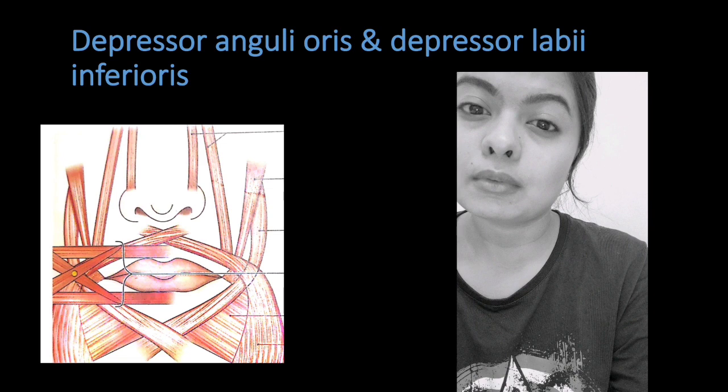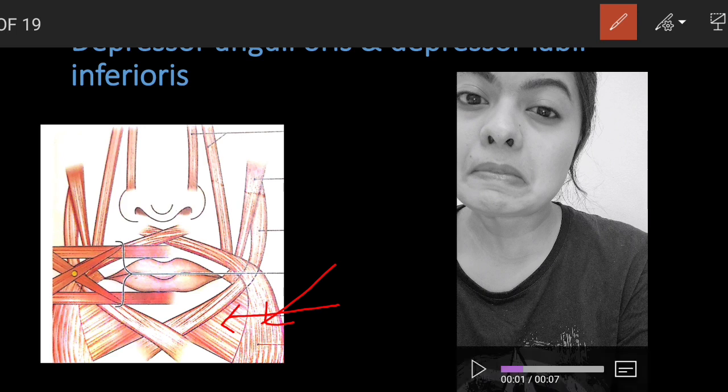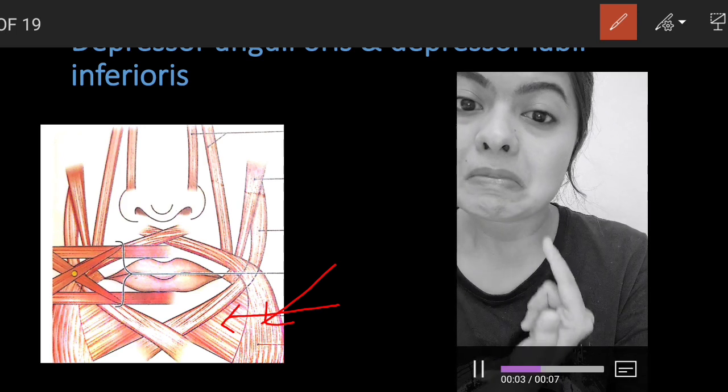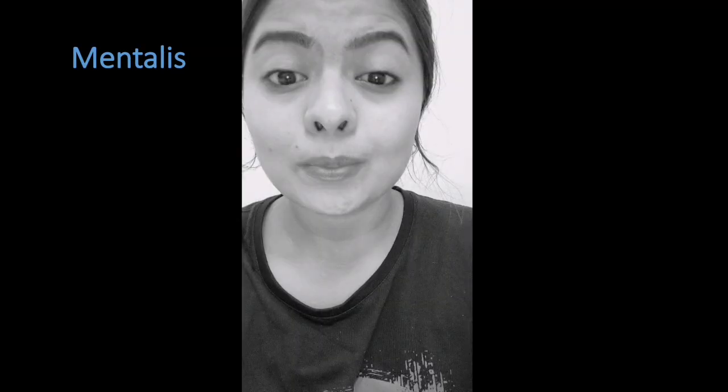Now the depressor anguli oris and depressor labii inferioris muscles. As we studied the levator anguli oris, here depressor anguli oris is this lower muscle, and depressor labii inferioris is this muscle, beneath the anguli oris. Now what is the action of these muscles? They draw the angle of the mouth downwards and laterally. That's it. Now mentalis muscle.